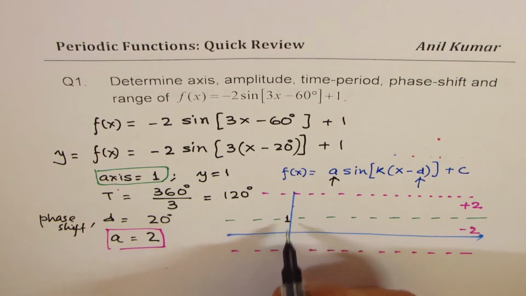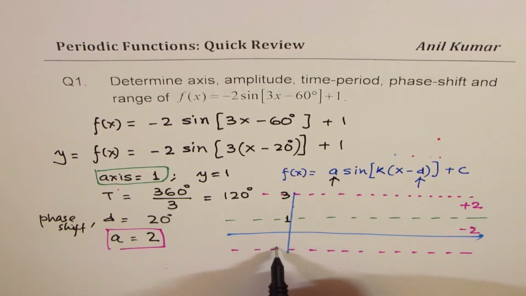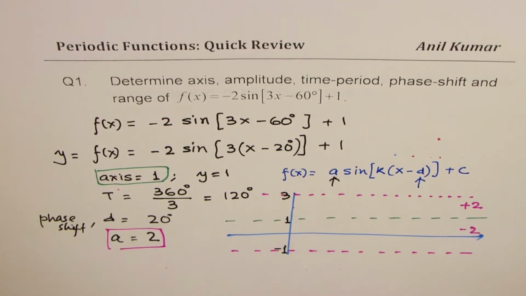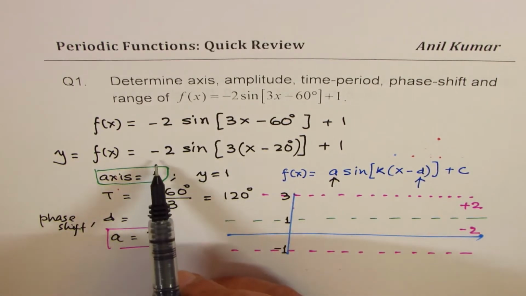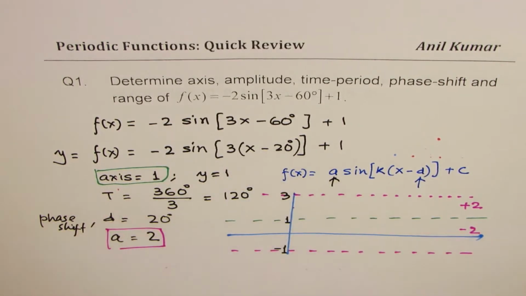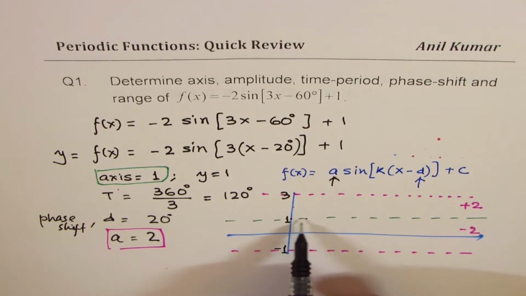So this is the axis at 1. This is maximum. We add 2, we get 3. And here we get -1. Now the wave actually starts negative, means goes downwards. So it starts after 20, right? It starts after 20, so there is a phase lag of 20. So it doesn't really start here. It starts after 20. So let's say that is 20.